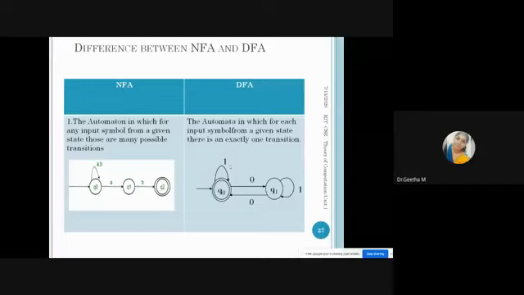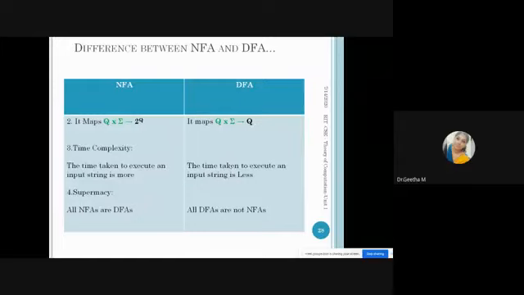This is the difference between NFA and DFA. While considering NFA, more than one option is possible for the same input symbol. But in DFA, exactly one transition is possible. That is the difference between these two. Give one example for each. The second difference is that NFA maps Q cross sigma to 2 power Q, while DFA maps Q cross sigma to Q. The third point is time complexity: NFA takes more time to execute an input, but DFA takes less time.